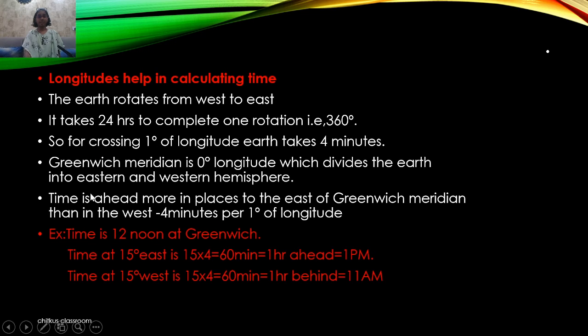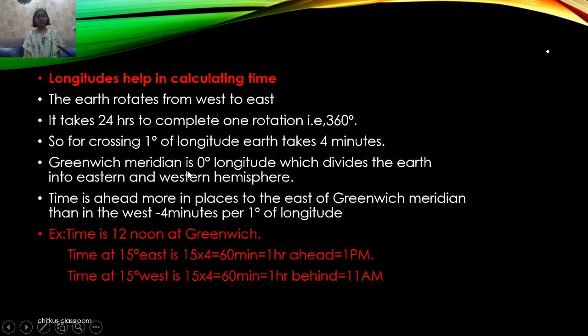And now we're going to be learning about how longitudes help in calculating time. The Earth rotates from west to east, and it takes 24 hours to complete one rotation, which is 360 degrees. So for crossing 1 degree, the Earth takes 4 minutes. The Earth takes 4 minutes to cross 1 degree of longitude.